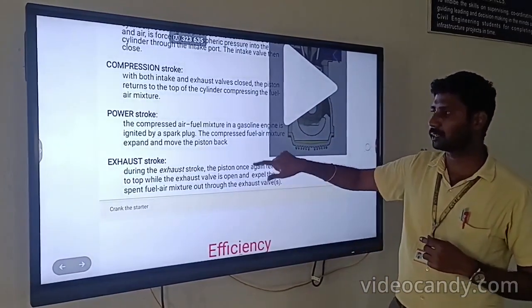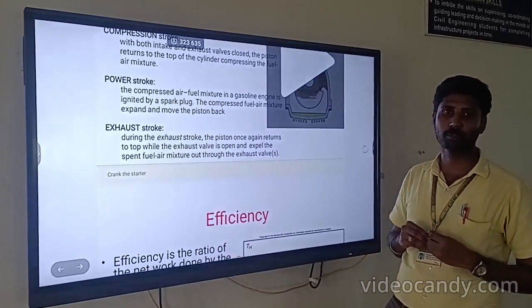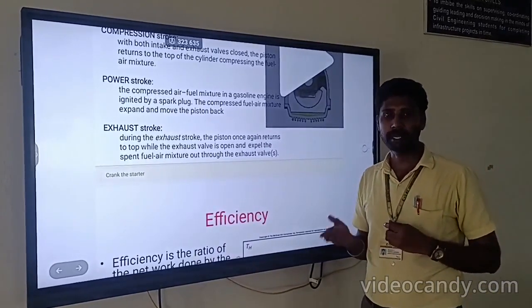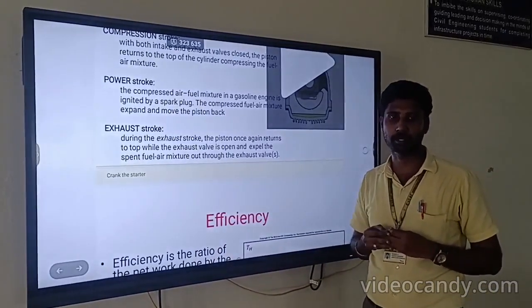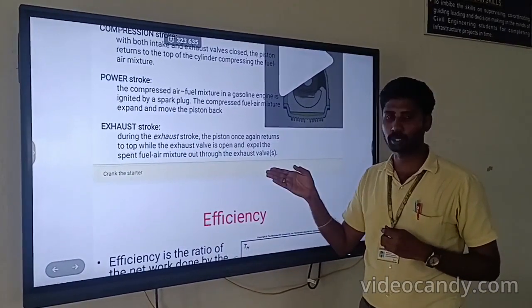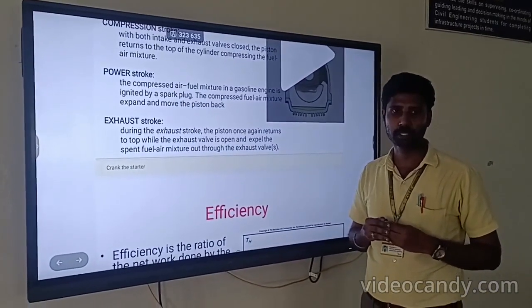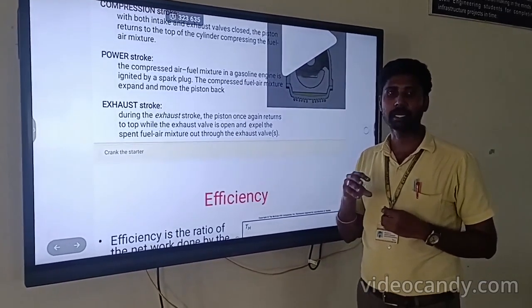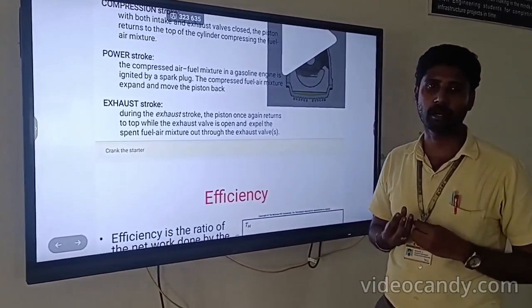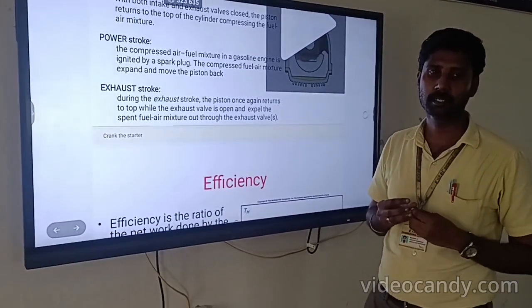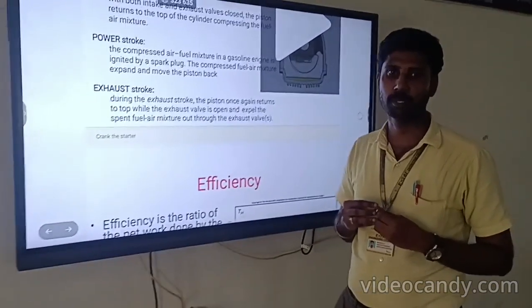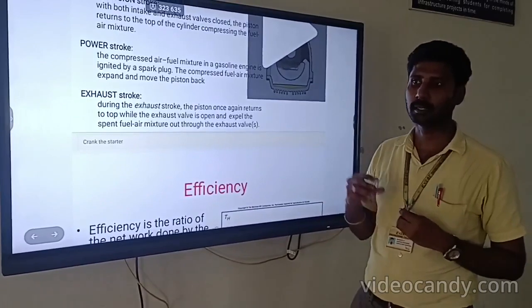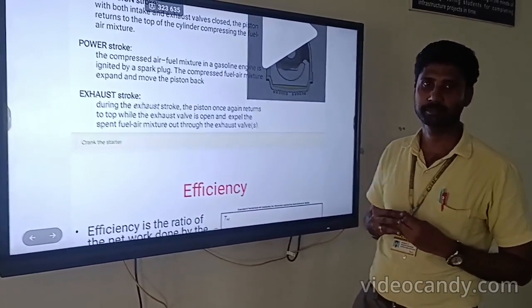The last stroke, the exhaust stroke. In this stroke, the piston moves from BDC to TDC, bottom dead center to top dead center. In this stroke, the inlet valve is closed and the exhaust valve is opened. The already burned exhaust gases, the harmful gases, escape from the cylinder through the exhaust manifold with the help of the silencer and mix into the atmospheric air.